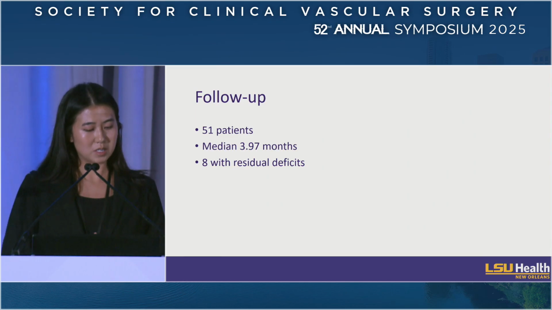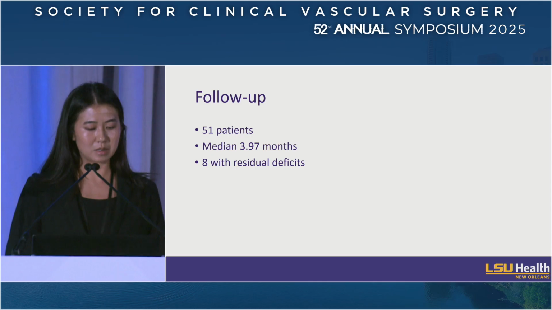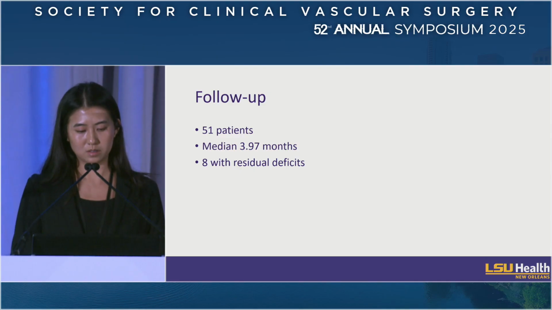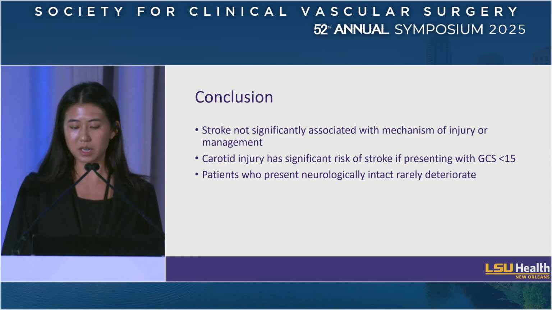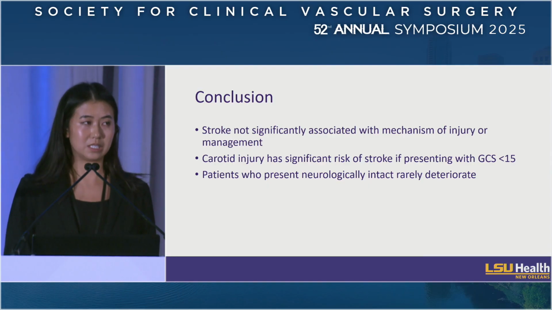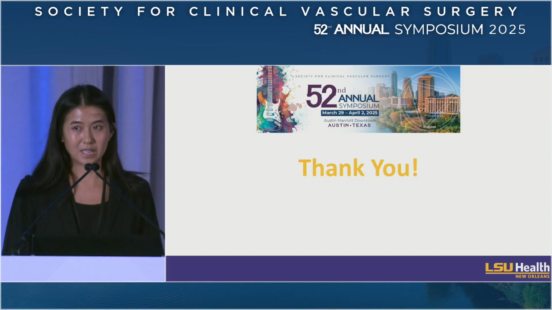We had 51 patients document follow-up at a median of 4 months, and only 8 had residual deficits from their carotid injuries. To conclude, stroke was not significantly associated with mechanism of injury or management, and carotid injury has a significant risk of stroke if presenting with an imperfect GCS, and patients who present neurologically intact rarely deteriorate. Thank you.